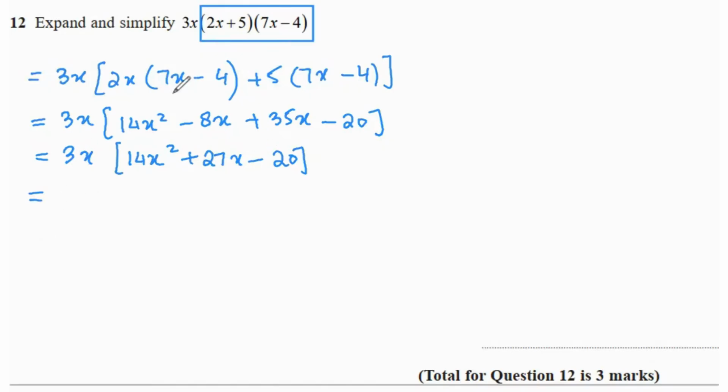So 14 times 3 is 42x cubed, because x times x squared is x cubed. Then 27 times 3 is 81, plus 81x squared. And then 3x times negative 20 is negative 60x. So that is your expansion and simplification of these brackets.